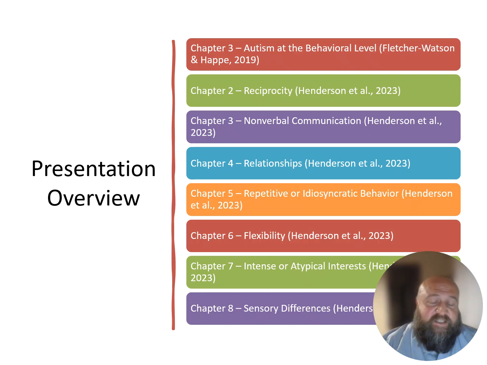So as I mentioned, this is one of the lengthier modules we're going to be going over. And you see that laid out here on the PowerPoint slide. There are a total of 8 different chapters that we're going to be covering. The first one you see on here, autism at the behavioral level, is going to be the only one that's from a different book. So that's from the Fletcher, Watson, and Happé book. The other 7 are all going to be from the same one, which is Henderson and colleagues.